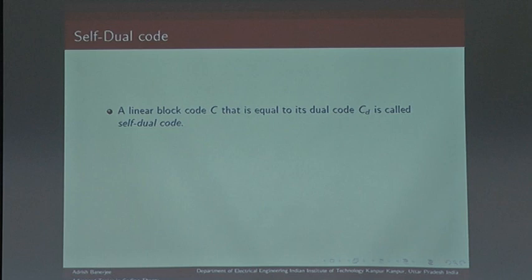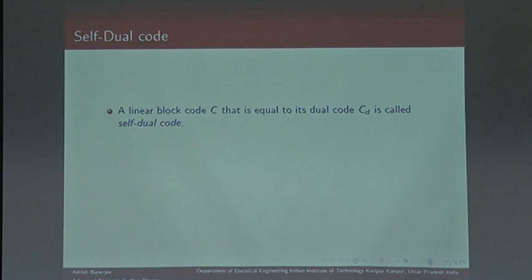Now there is a special class of dual code where the generator matrix and the parity check matrix both are the same. That is known as a self dual code. So the linear block code is equal to its dual code. Clearly you can make out that in this case k has to be n by 2, because k has to be equal to n minus k. So k comes out to be n by 2. So n has to be even for a self dual code.